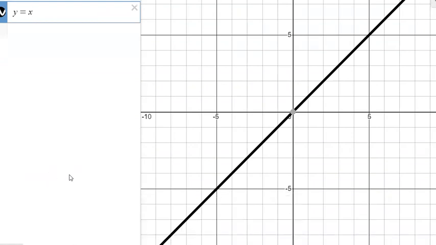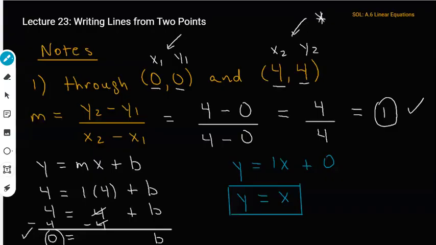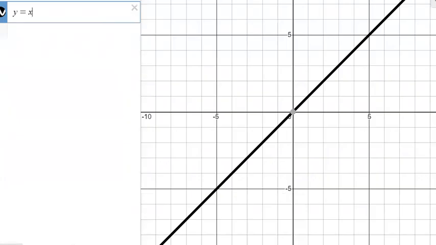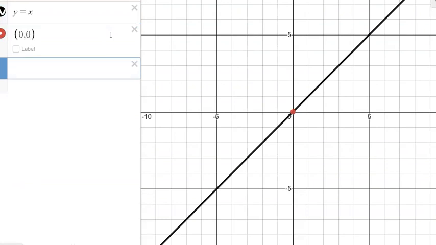So what 2 points does this line have to go through? Well, going back to my problem right here, it's got to go through 0, 0, and 4, 4. So let's type those in. I'm going to type in the ordered pair 0, 0, and 4, 4. And what you'll notice is these 2 points are going to appear as red and blue dots. So we have the line that goes through those 2 points.